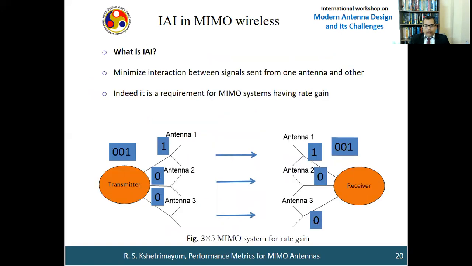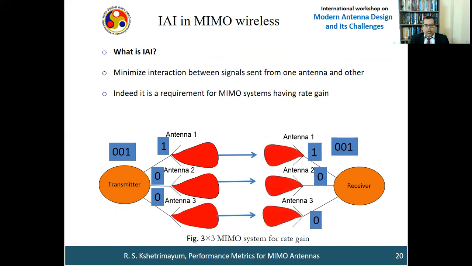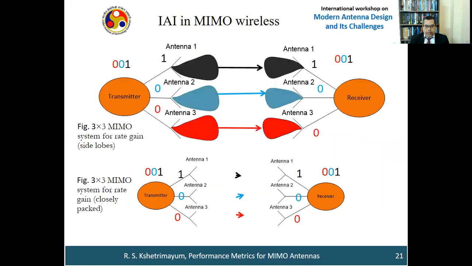So what is the effect of this inter-antenna interaction in MIMO wireless communication? This picture shows three antenna elements at the transmitter as well as at the receiver, and they're sufficiently far apart. There is no inter-antenna interaction, so this MIMO system would be able to give us a 3x rate gain over the SISO system.